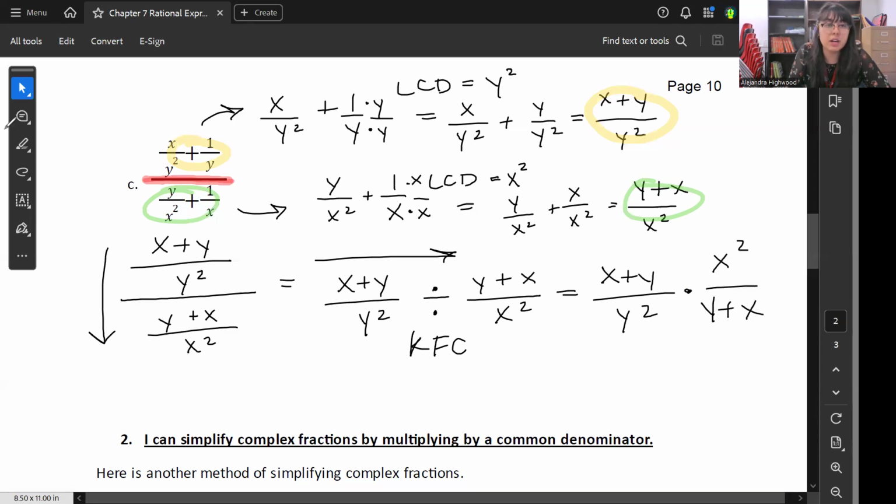Let's simplify our common factors. Addition is commutative. I can divide y plus x by x plus y. That's a factor of 1. X squared and y squared cannot be simplified any further. So my final answer is 1 times x squared, which is x squared, over y squared times 1, which is y squared.